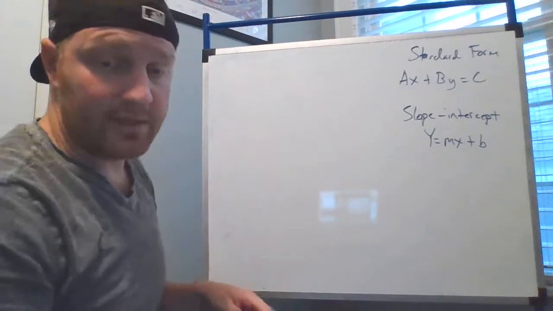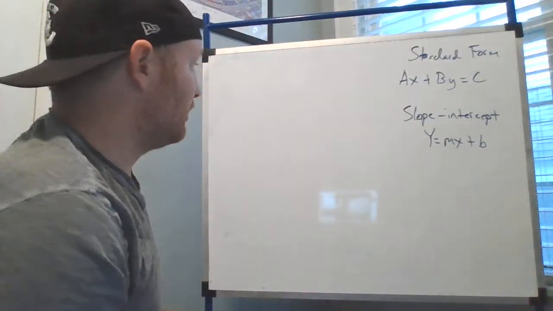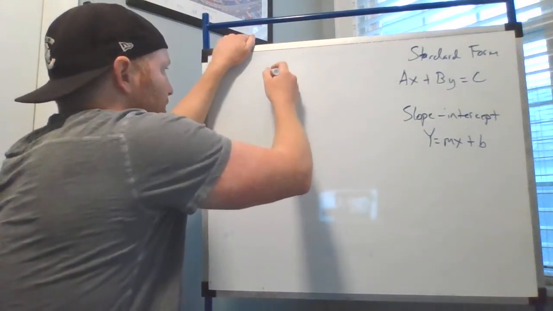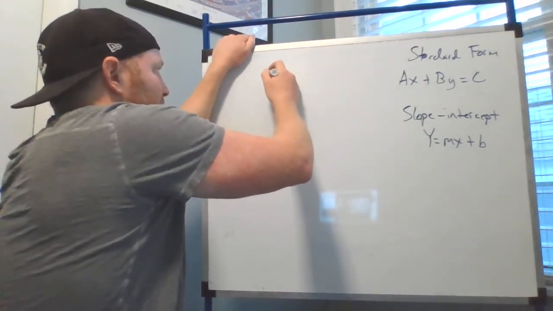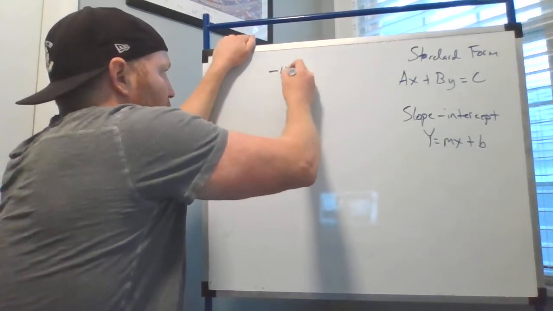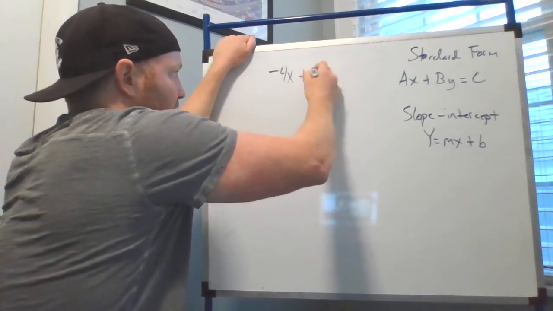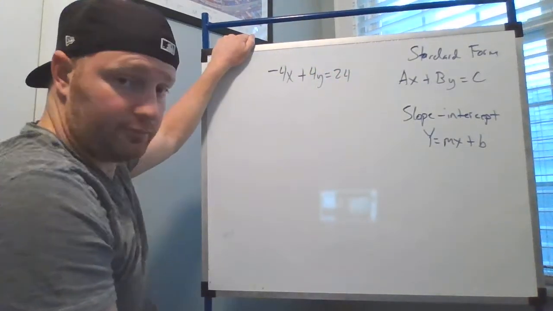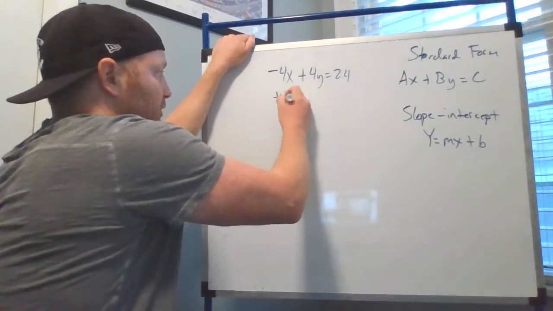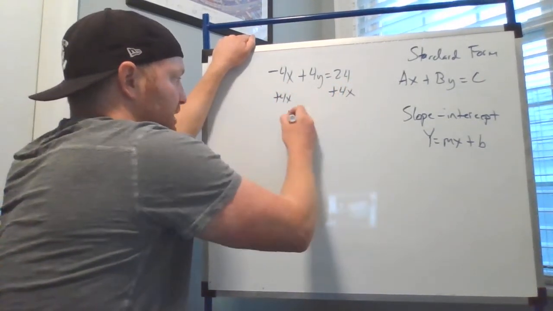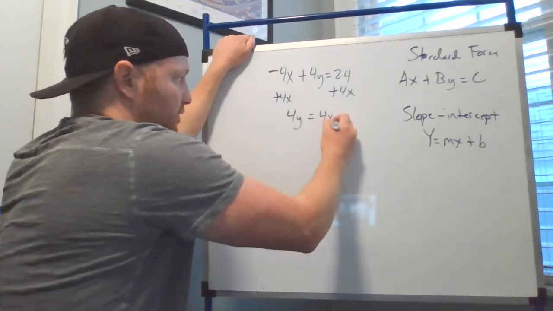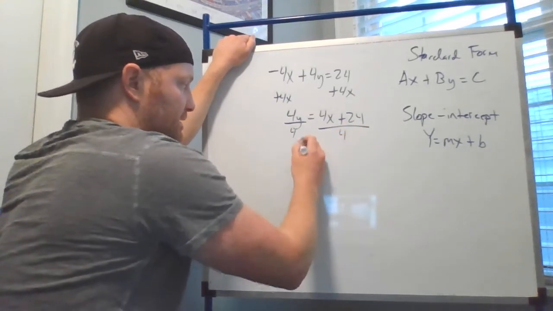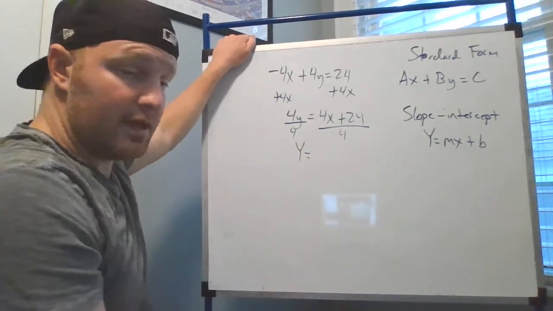I'm not going to graph this next one because I'm assuming you guys can graph pretty well by now. Let's say I had -4x plus 4y equals 24. Add 4x to both sides. I'm now left with 4y equals 4x plus 24. And I just divide by 4 on both sides to get this into y equals mx plus b.